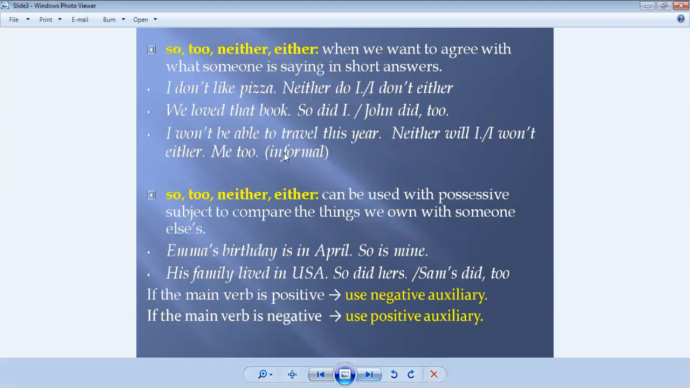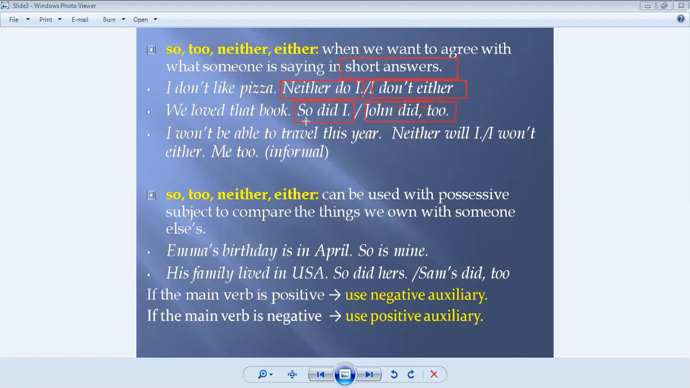Another group: so, too, neither, either, four of them together. When we want to agree with someone, we say a short answer, which we call a question tag, or echo question. So, I don't like pizza, and somebody will say, "Neither do I," or you can say, "I don't either." We create a short answer. We loved that book. "So did I." And another one said, "John did too."